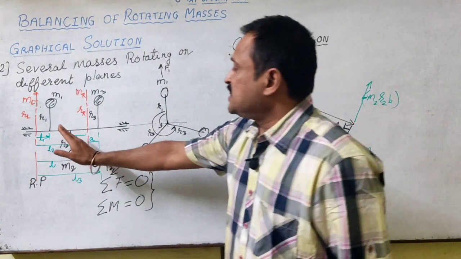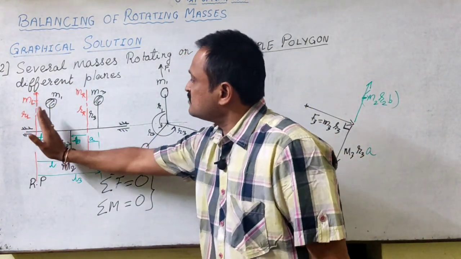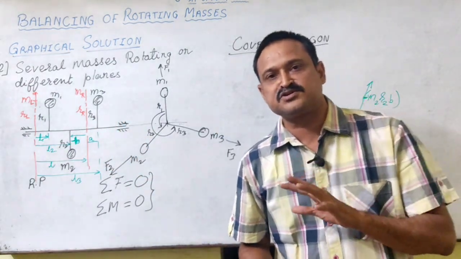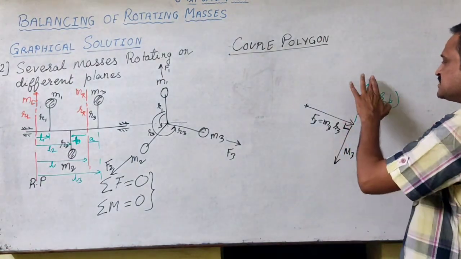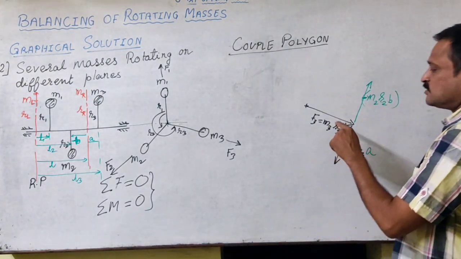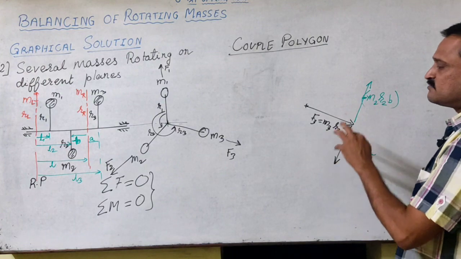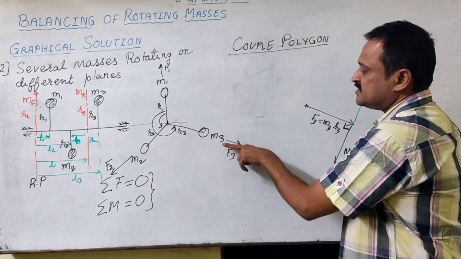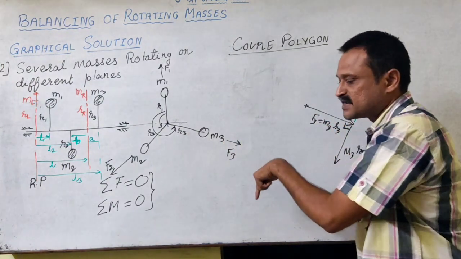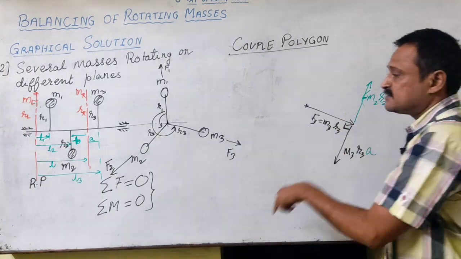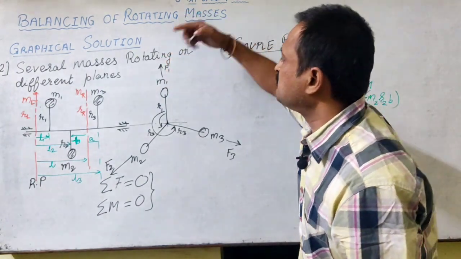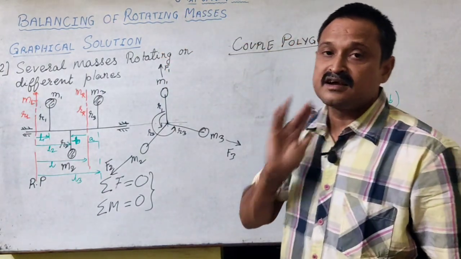So if the masses are on the same side of the reference plane, then the direction of their couple vectors will also be the same. And as we know, the couple vectors will be perpendicular to the force vectors. So when we are drawing the couple vectors, we need to understand what the force vector is, and then perpendicular to it we will draw the couple vector. That means for every couple vector we will see the direction of the force vector, and perpendicular to that we are going to draw the couple vector.